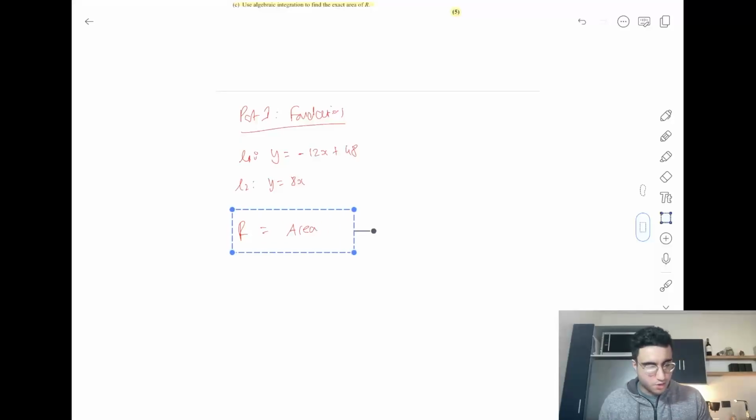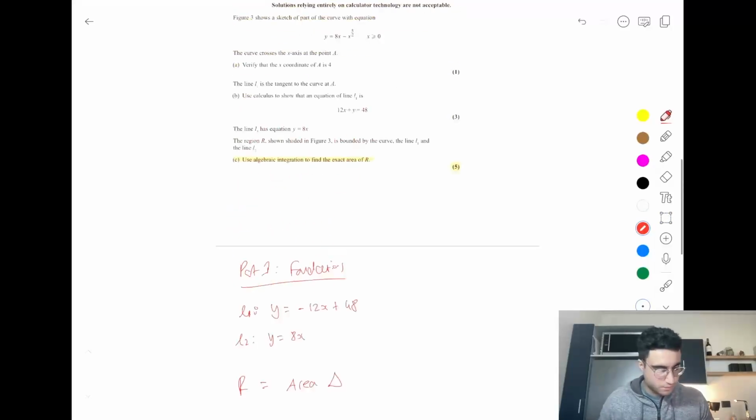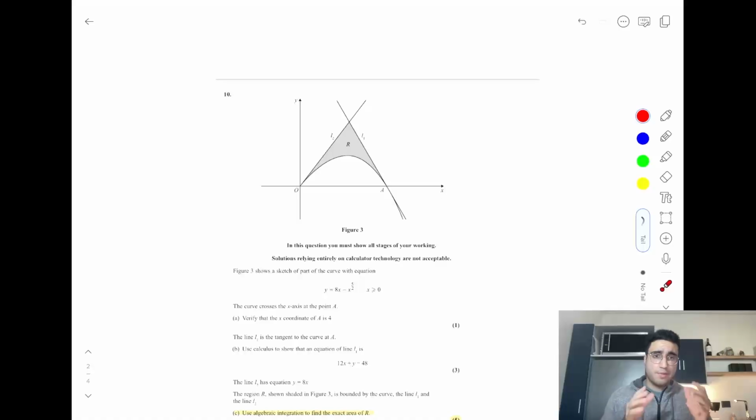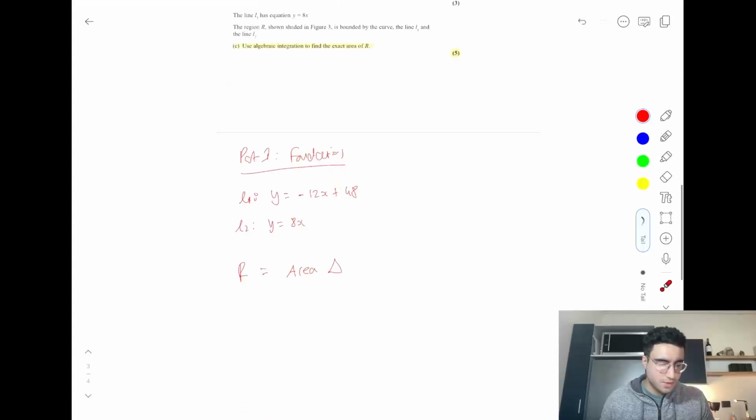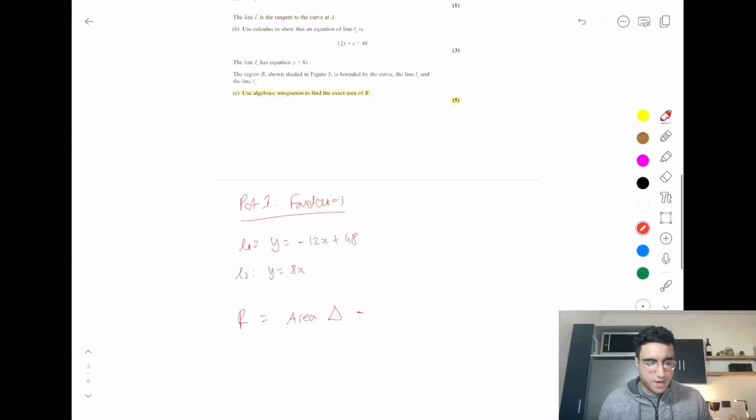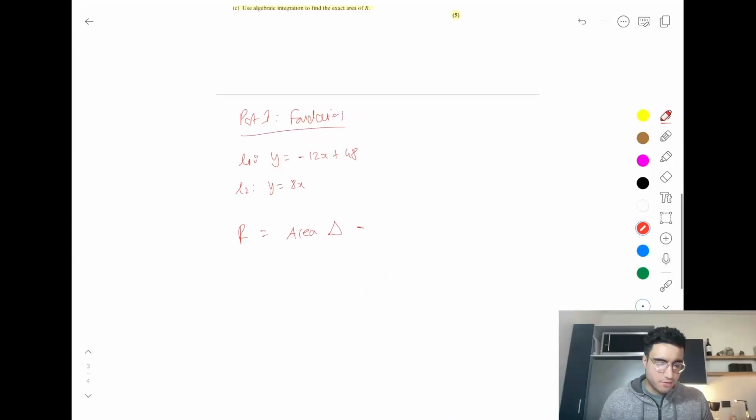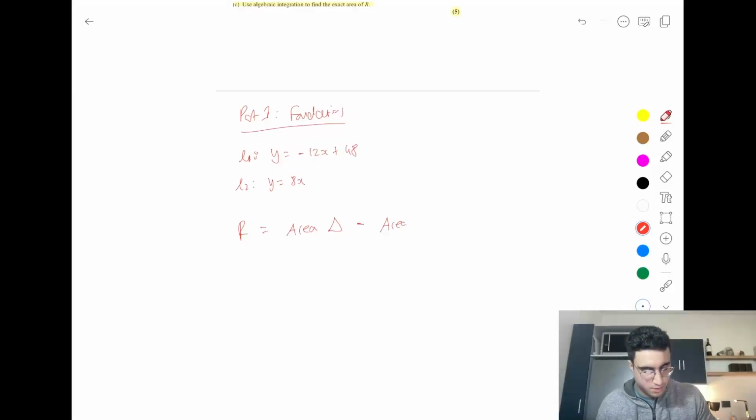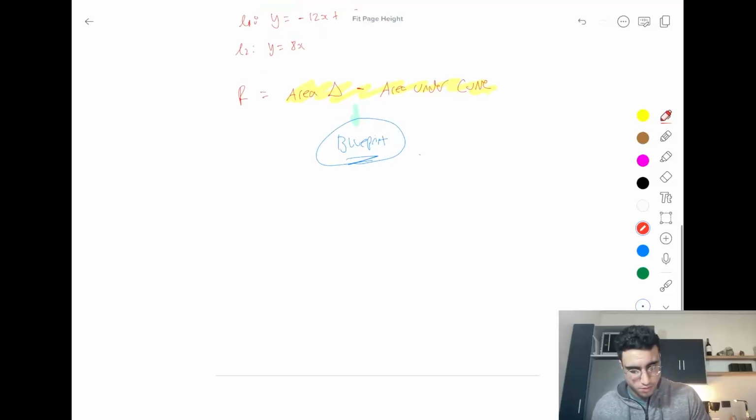So R must be based off the foundations that we have here. R is going to have to be the area of the triangle minus the area under the curve. Now let's apply the second principle here: justify each step.